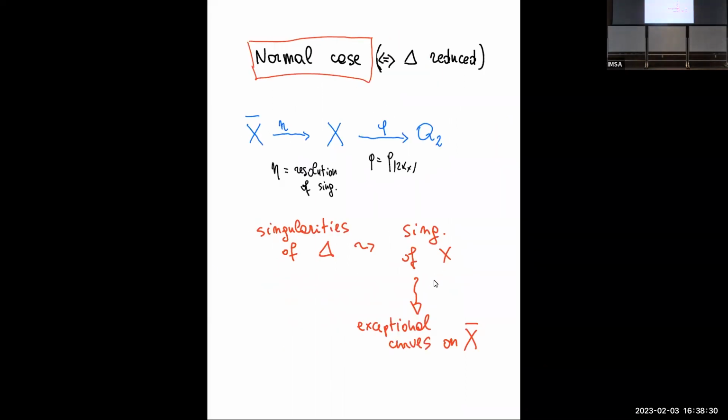So the normal case, what does it mean? Study the singular locus of delta and then say what happens on X. It means that we have our bicanonical morphism from X onto the quadratic cone, and then I take singularities of delta and I see them as singularities of X, and then I study the exceptional curves on the resolution of the singularities.